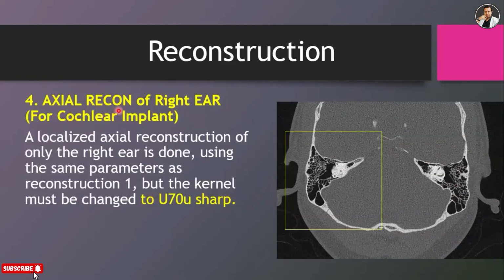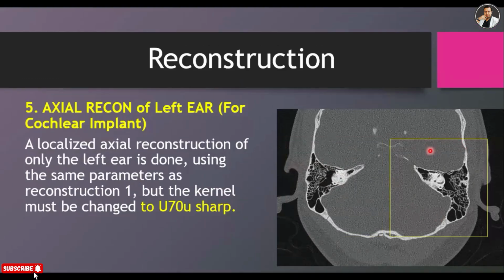An axial reconstruction of the right ear for cochlear implant. A localized axial reconstruction of only the right ear is done using the same parameters as reconstruction 1, but the kernel must be changed to U70, ultra sharp. If we have a cochlear implant, we will reconstruct another one. There is an option called kernel in the reconstruction software, and we will change the kernel to U70, ultra sharp.